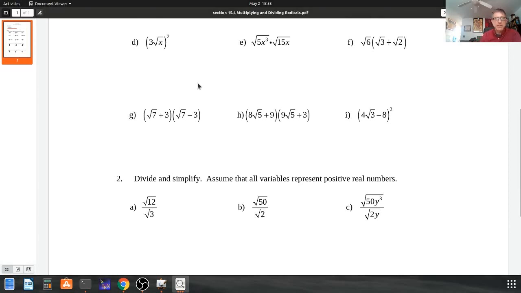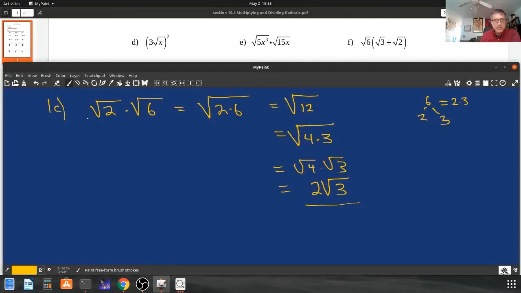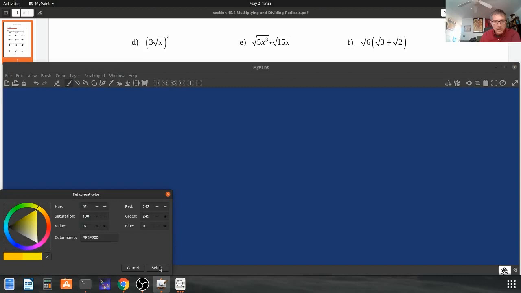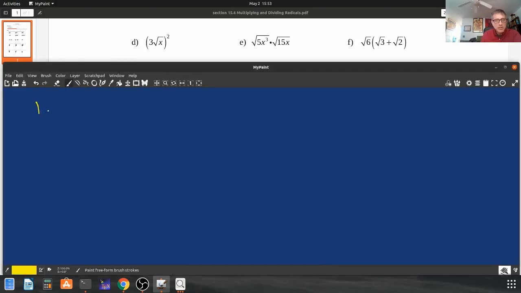And let's look at number D. Doing all kinds of things in this exercise. We're putting all kinds of past work together. Now here I have the base, that's 3 times the square root of x, squared. So there's the power of the product.